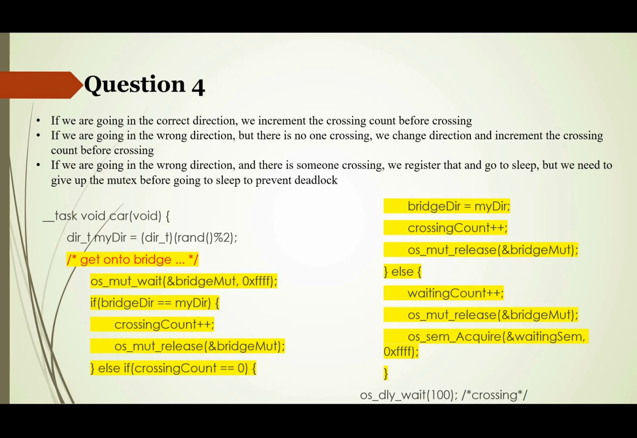The other way around, it means that the bridge direction is not my direction and also the crossing count is not 0. So it means that I need to go and wait, right? So the waiting count will be incremented, I release the mutex, and then I acquire a semaphore to indicate how many are basically waiting, right?